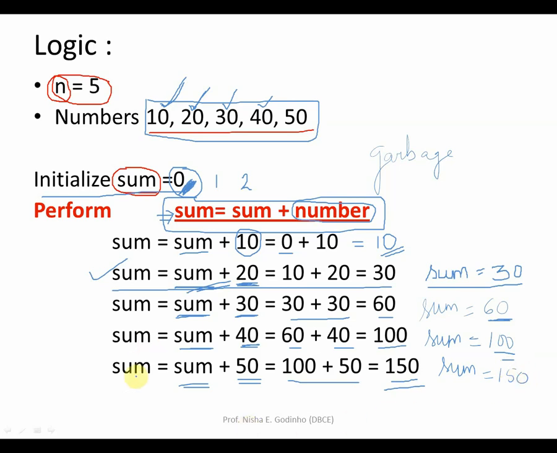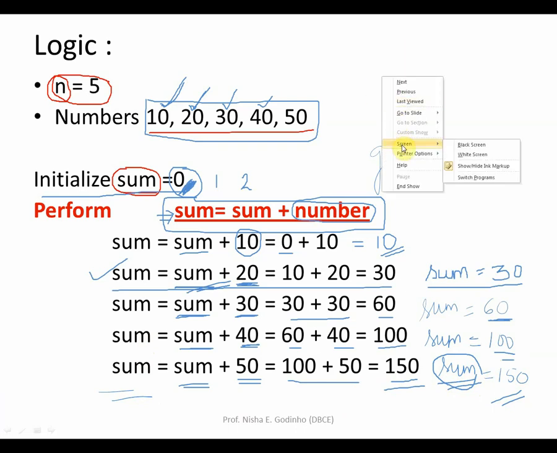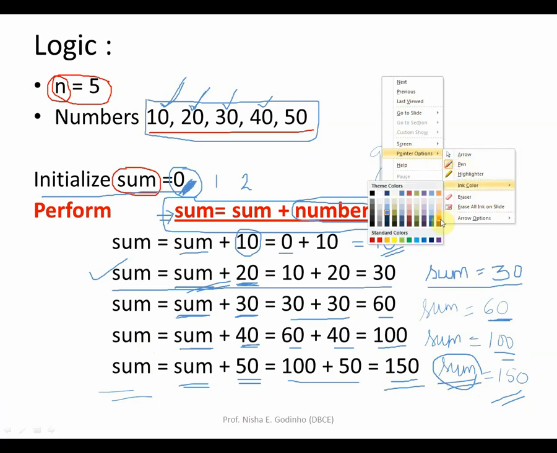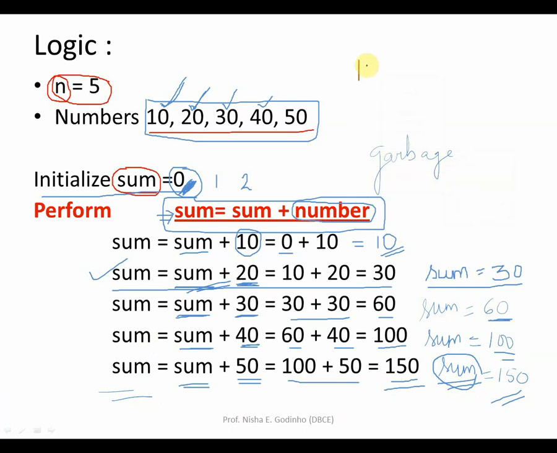Now this is where the program will end. Why? Because all the numbers are added up and this variable sum is the final answer. So sum will have the final answer, and in our case it is 150. So 150 is the answer of adding all those 5 numbers, which are 10, 20, 30, 40 and 50. So in total we have the sum of them as 150.